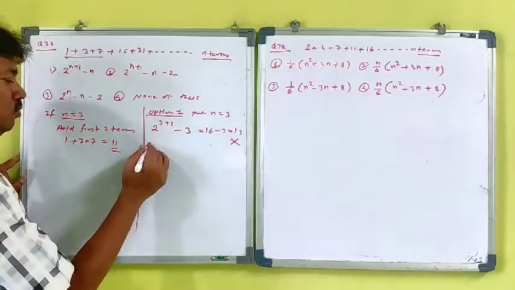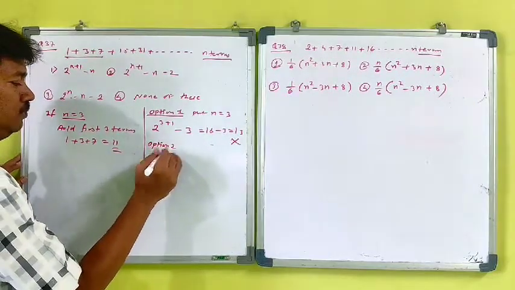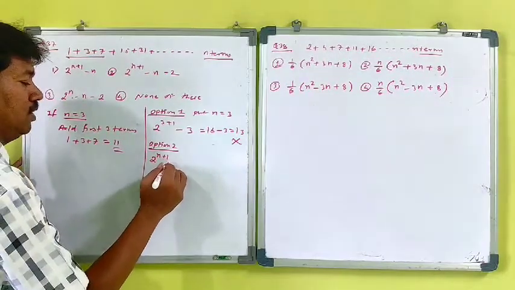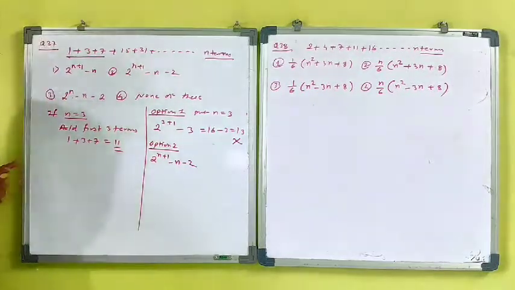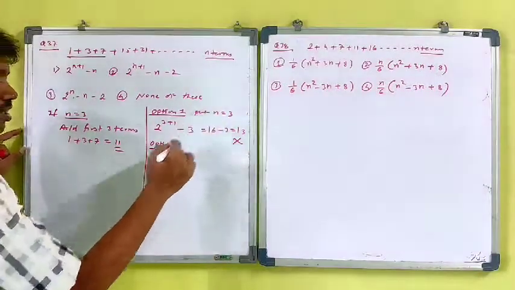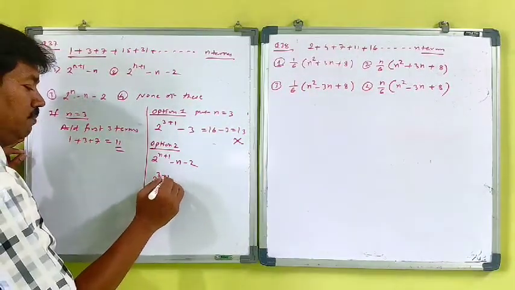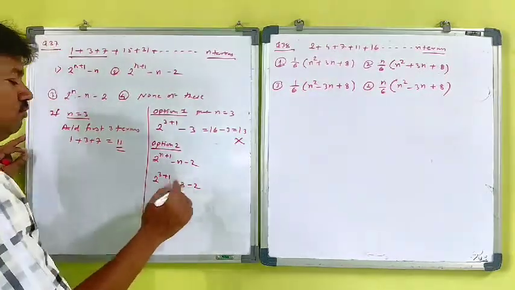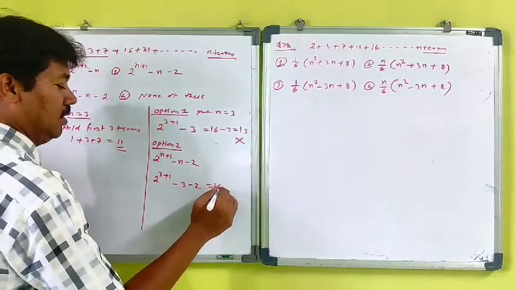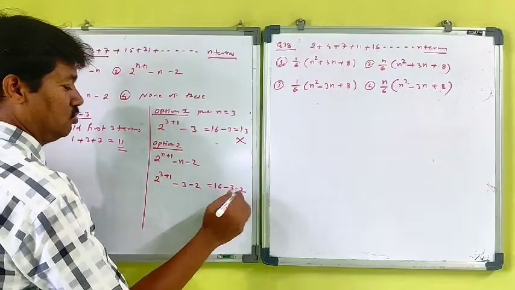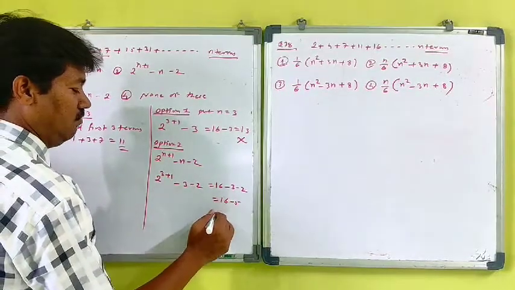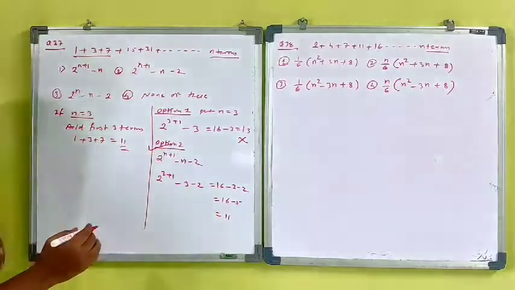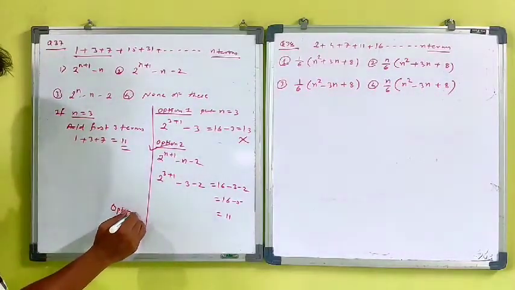Next, option number 2. It is 2 raised to n plus 1 minus n minus 2. So if you put n equal to 3 in this, it becomes 2 raised to 3 plus 1 minus 3 minus 2. So that is 2 raised to 4, which is 16, minus 3 minus 2. That becomes 16 minus 5, which is 11. So it matches. So option 2 is the correct answer.